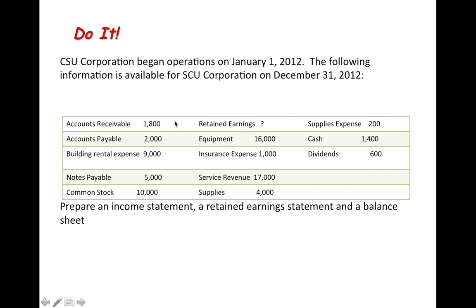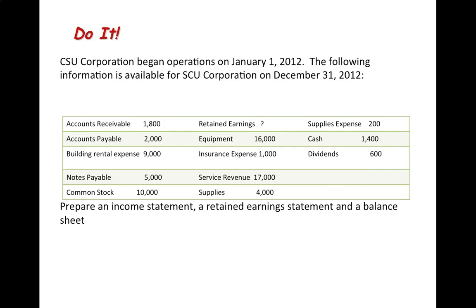First, you need to know the classification of each of these accounts. Accounts receivable is an asset. Assets go on the balance sheet. Accounts payable, remember any payable account is a liability. Liabilities go on the balance sheet. Building rental expense is an expense. It will go on the income statement. Expenses and revenue go on the income statement. Notes payable, payable is a liability, so it will go on the balance sheet.